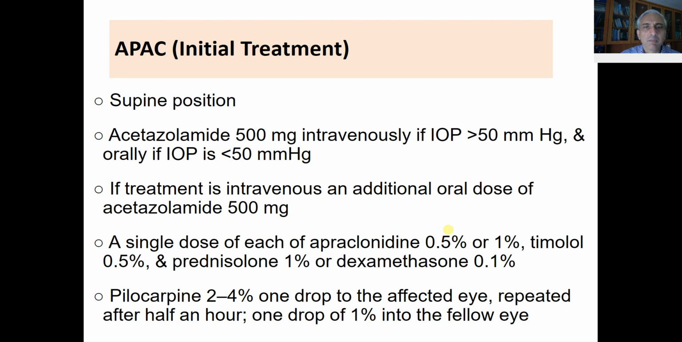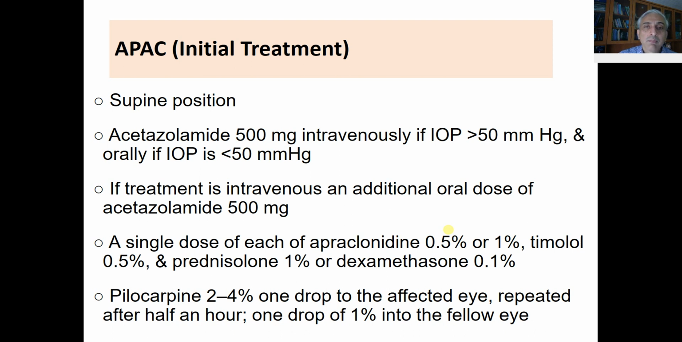The next step would be to use apraclonidine 1% or timolol 0.5% drops, which tend to reduce the aqueous production. And you add 1% prednisolone, which is a mild steroid, to reduce the inflammation, or dexamethasone 0.1%.